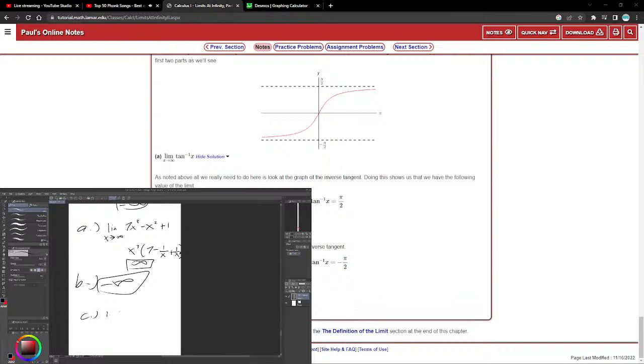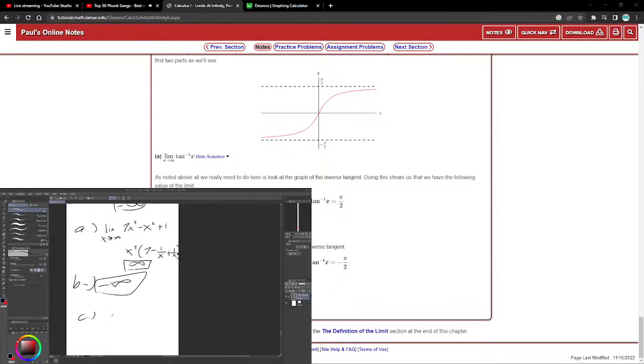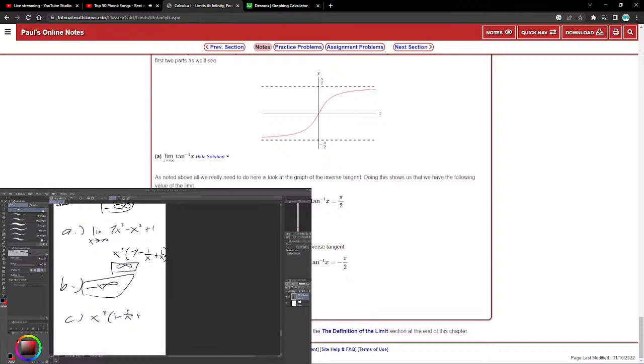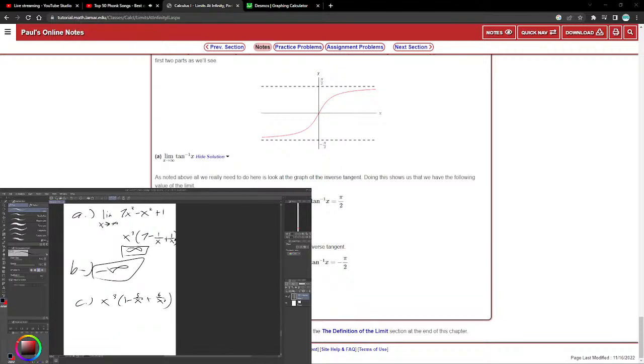The limit, okay, well, I'm not even gonna write this all out. Factor out an x cubed, 1 minus 5 over x squared plus 6 over x cubed, positive infinity. Same thing, pi over 2.